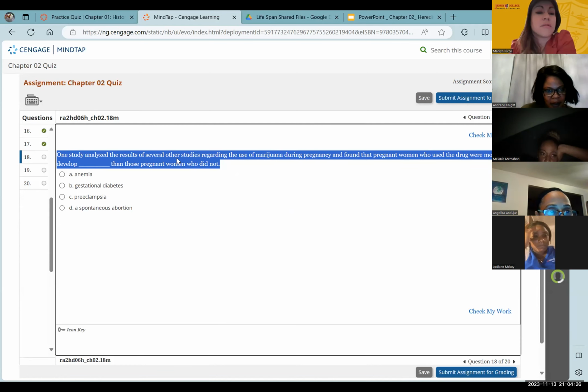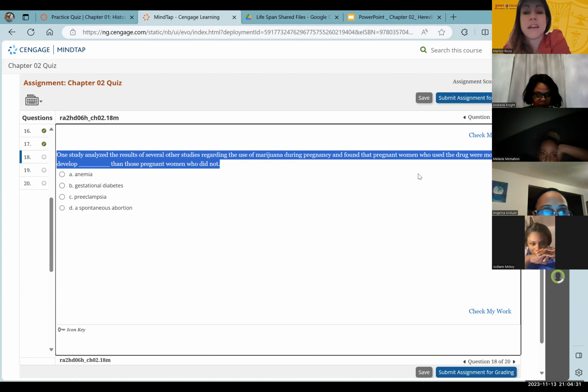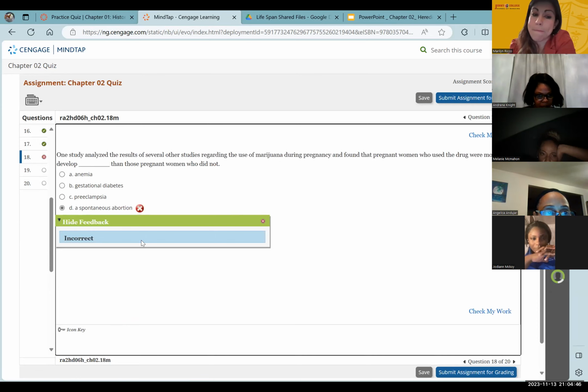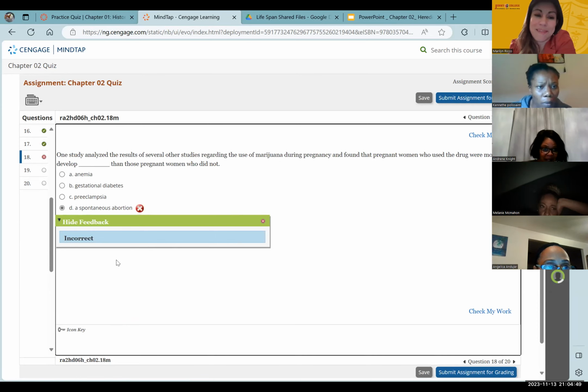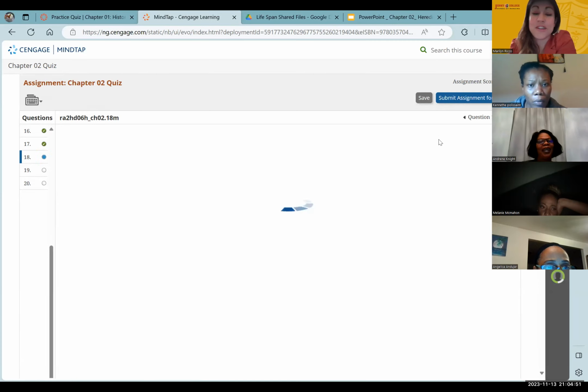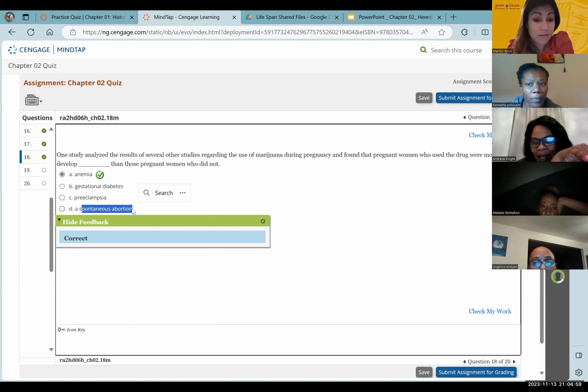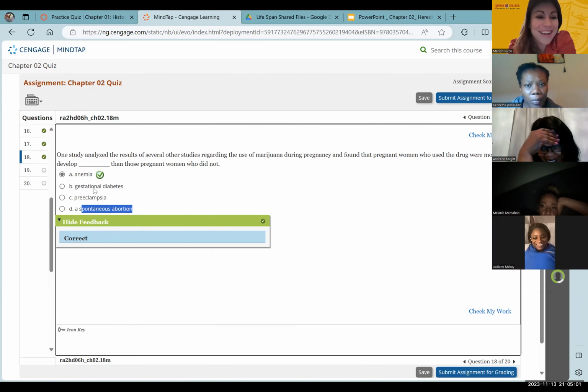One study analyzed the results of several other studies regarding the use of marijuana during pregnancy and found that pregnant women who used the drug were more likely to develop blank than those pregnant women who did not. Spontaneous abortion. Yeah. A. Oh, anemia. Wait. First of all. Anemia. Abortion is when you.